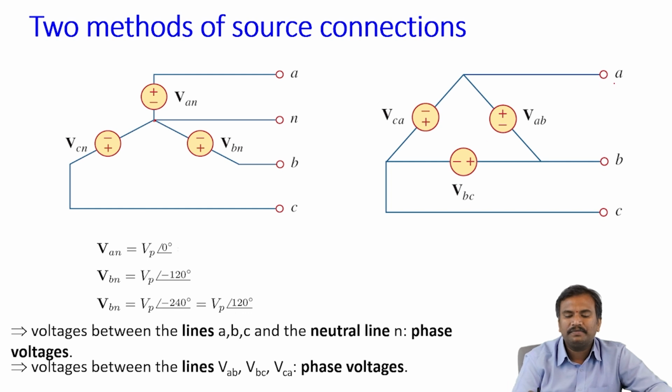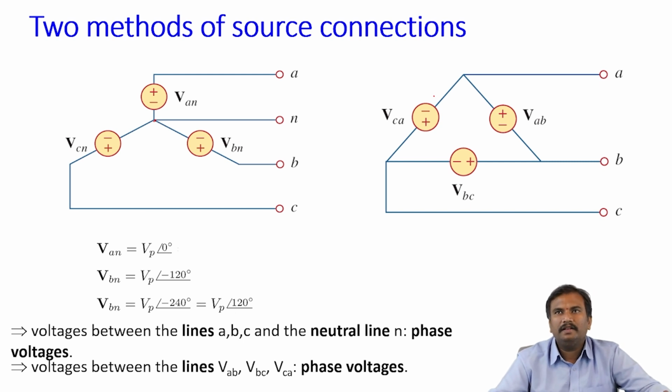In the same way, we can also connect the positive of one voltage to the negative of another voltage. Like this, VBC positive is connected to negative of VAB, and VAB positive is connected to negative of VCA. When we have connected in this manner, in a loop, that forms a delta connection, which is going to have phase A, phase B and phase C.